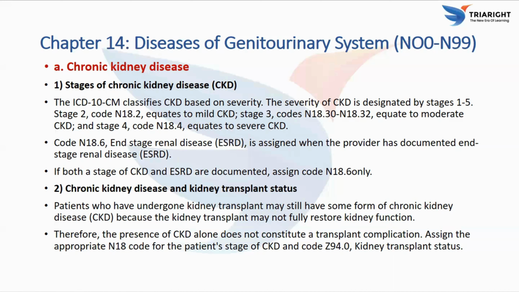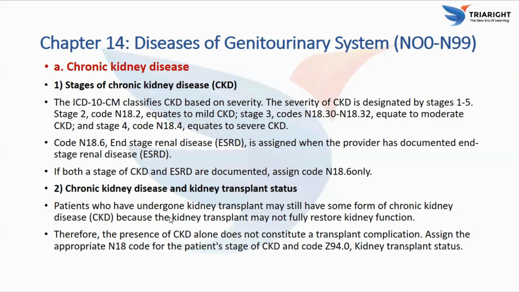So you will code N18.6. This is end-stage renal disease, which means almost complete failure of the kidney. When the provider specifically states ESRD, end-stage renal disease, you have to use code N18.6. If both the CKD stage and ESRD are mentioned, you should only code N18.6 because end-stage renal disease already means the worst stage. This is the most important guideline.